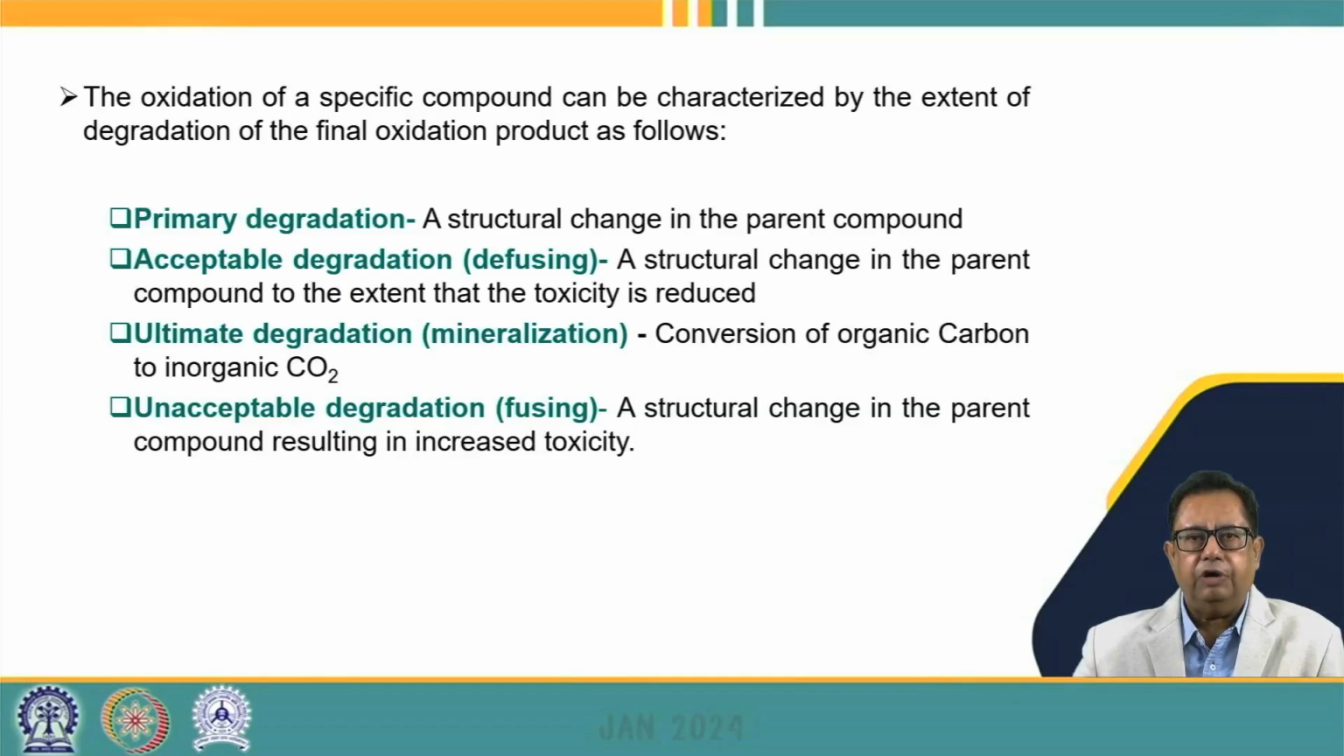Similarly, we can also have unacceptable degradation, also called fusing, where the structural change in the parent compounds takes place in such a way that it may induce toxicity, it may increase the toxicity of the wastewater. So that is called the unacceptable degradation, also called the fusing. For example, let's say we have chromium 3 in the wastewater, and if we oxidize it, it may get converted to chromium 6, hexavalent chromium, which can be highly toxic, it can be carcinogenic in the wastewater. Okay.